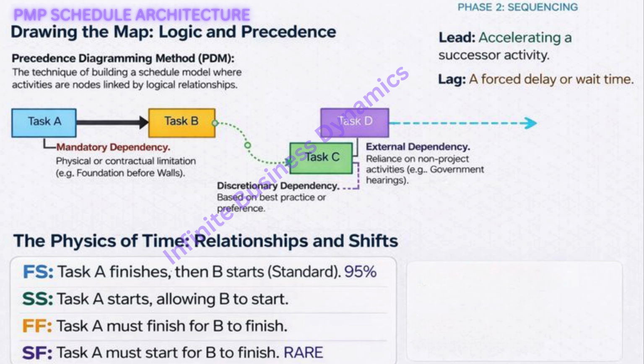The standard one, the one everyone knows, is finish to start. Right. Task A must finish before task B can start. You have to pour the concrete before you can frame the walls. 90% of your schedule is probably going to be this. But then it gets more nuanced. You have start to start and finish to finish. These allow for parallel work.